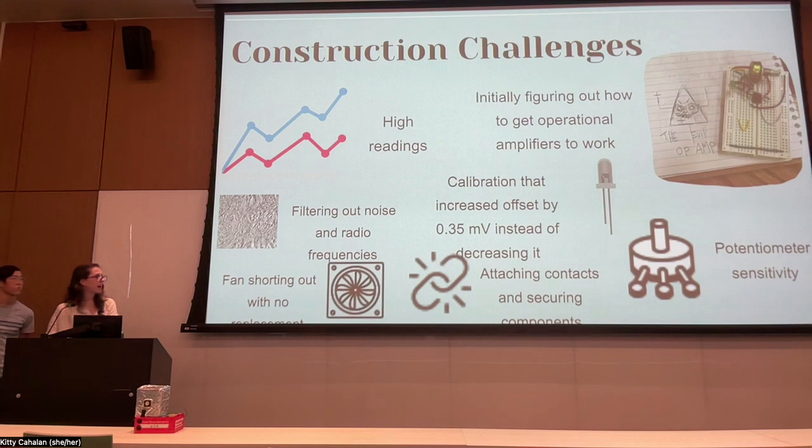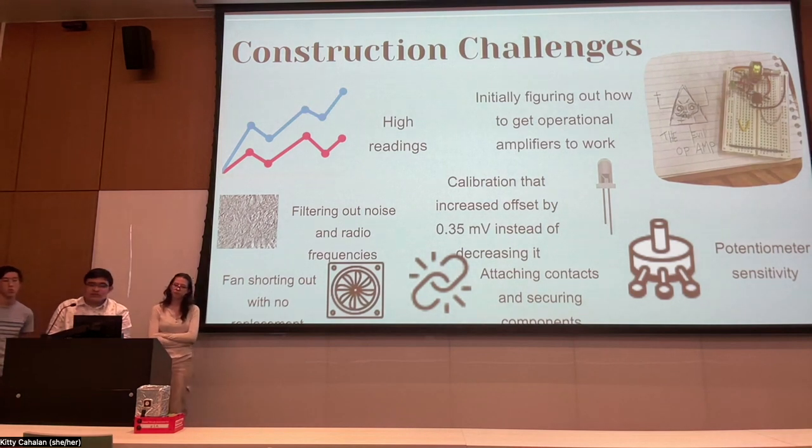And we had certain issues, like on field, a fan shorting out with no replacement, which we had to include in our data and work around. And in efforts to calibrate our circuits, sometimes it actually made our offset worse, so that was another thing that we had to work with in data analysis.